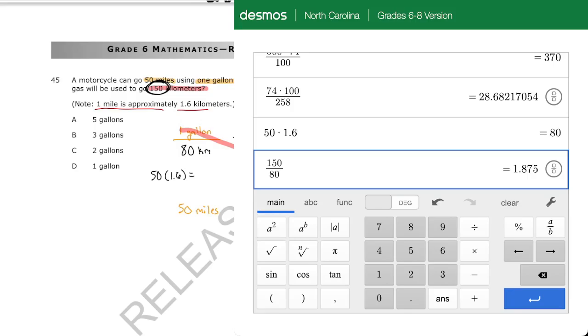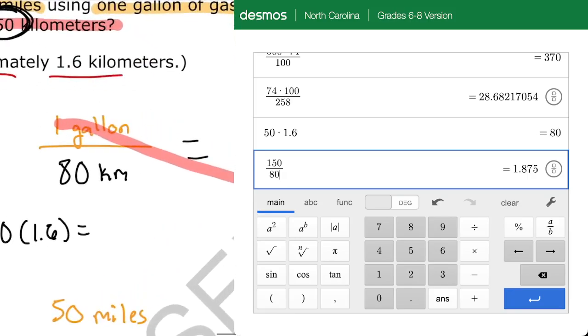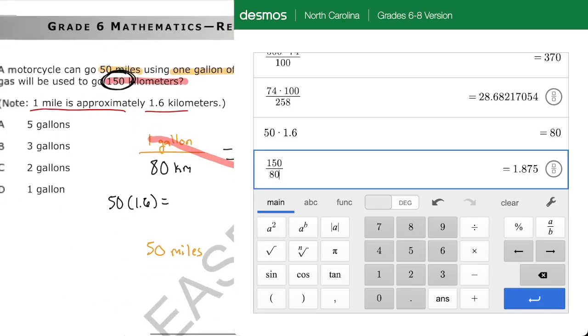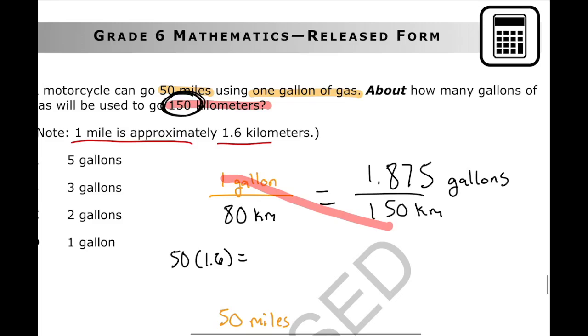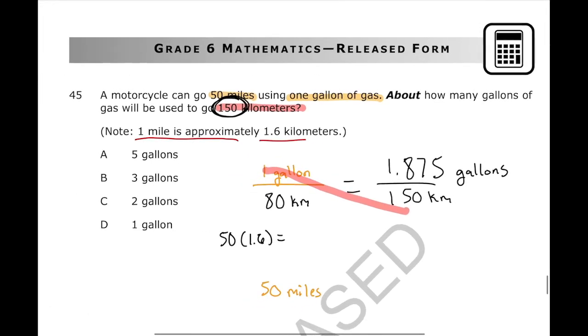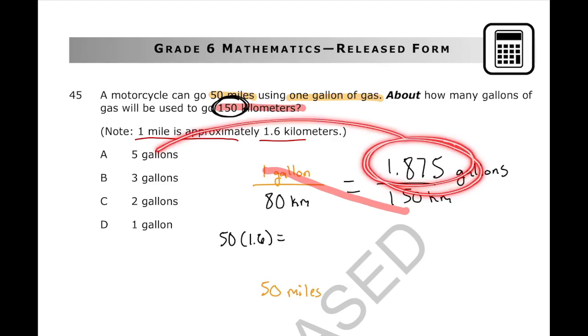1.875. So when we look at 1.875, that represents the number of gallons that would be used, the number of gallons. Now, the key thing here is it asks us about how many gallons. So don't freak out when you see that your answer that you have here doesn't show up anywhere over here.